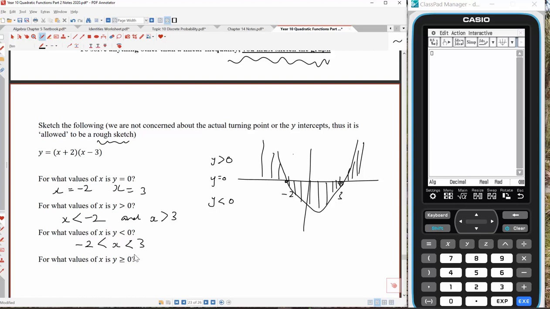Finally, for what values of x is y greater than or equal to 0? So we're allowing 0 to be included here, which is going to be exactly the same solution as this one here, except we're going to say that x is less than or equal to -2 and greater than or equal to 3. So we're allowing 0 to come out and the values beyond that as well.